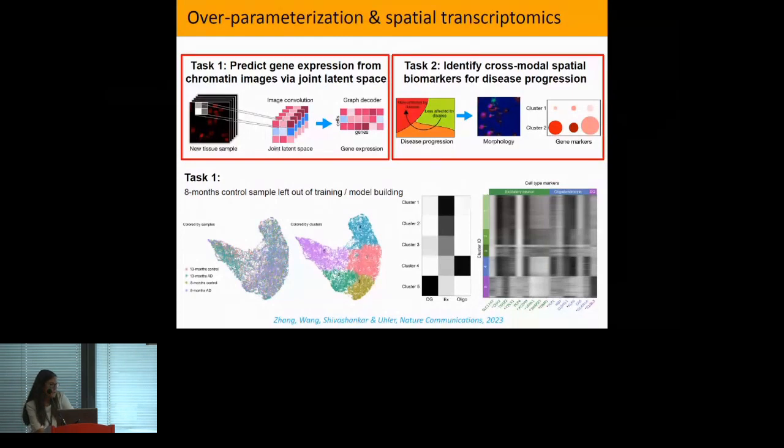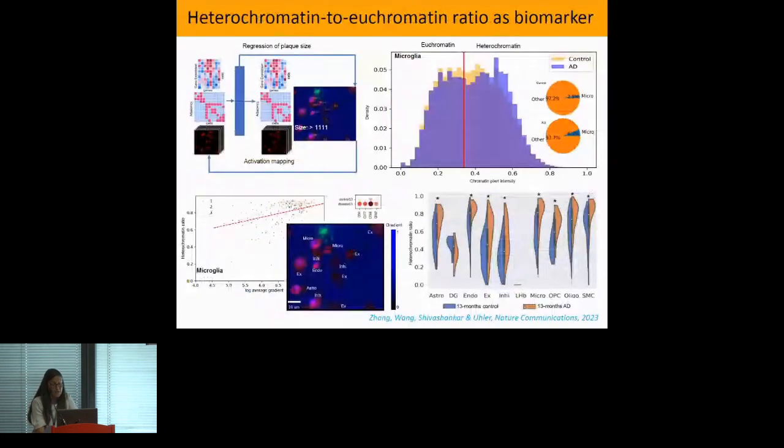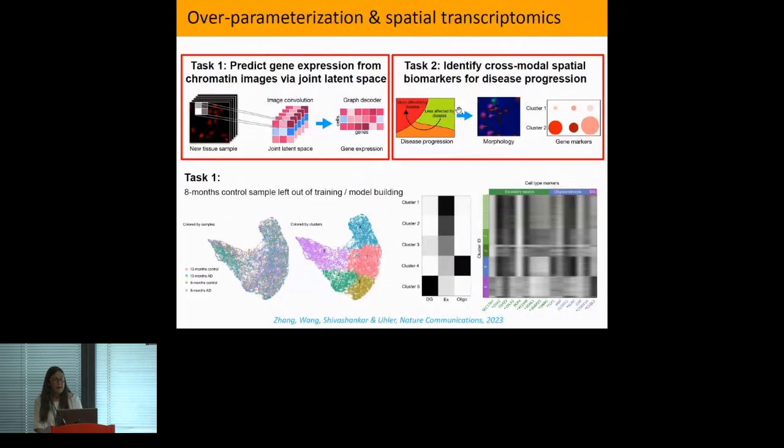So that's task 1. Just to show again that you can translate between a very cheap modality and this gene expression modality. But let's do something a little bit more meaningful, which is trying to do something that is disease relevant. Now we have chromatin images and single cell RNA-seq. Let's see whether we can get better biomarkers of disease when we have these integrated latent spaces as compared to just one of the latent spaces.